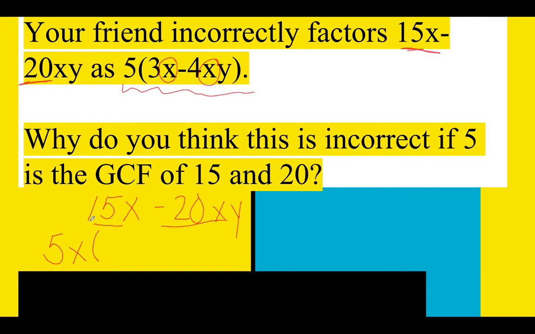When we do that, 15x divided by 5x would leave us with 3. And 20xy, I should say negative 20xy, divided by 5x would leave us with a negative 4y. This is completely factored, okay? And again, I can double check my work. 5x times 3 does indeed give me 15x. 5x times negative 4y does indeed give me negative 20xy.